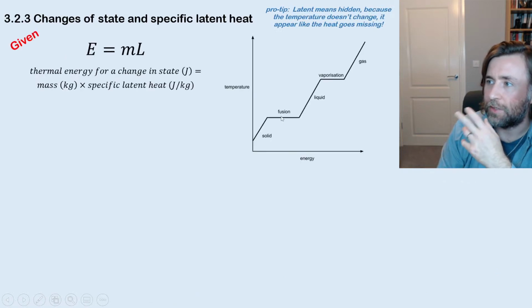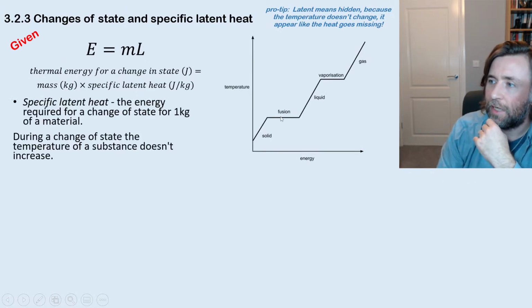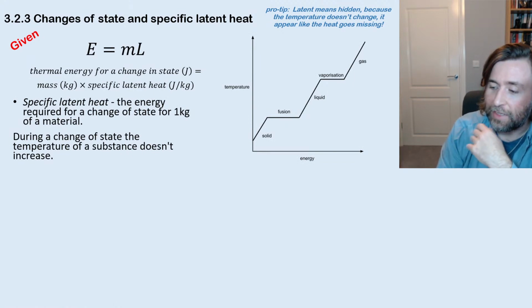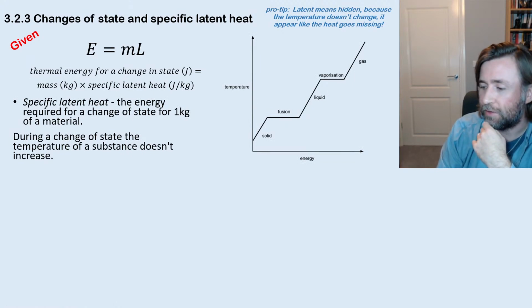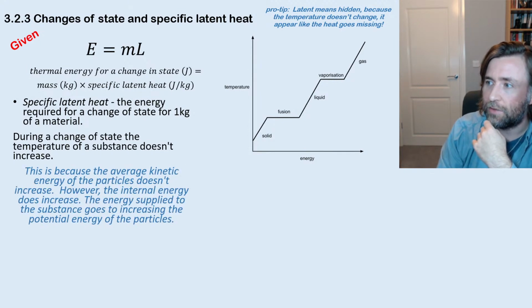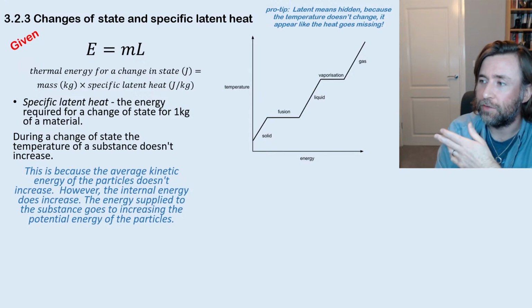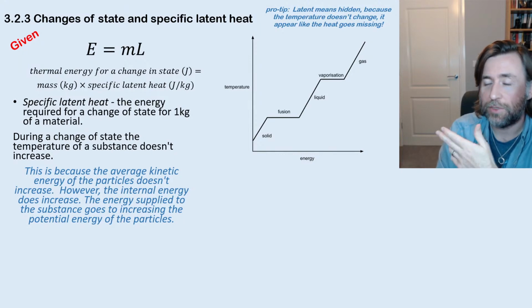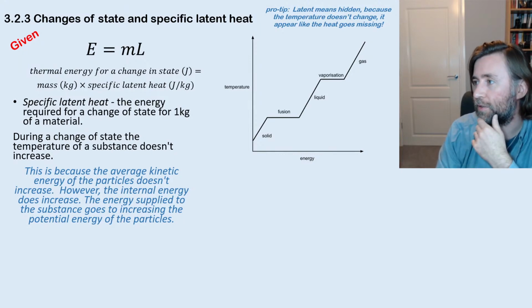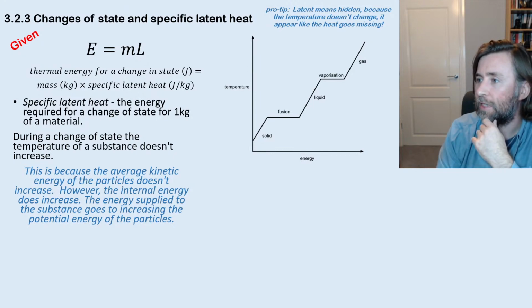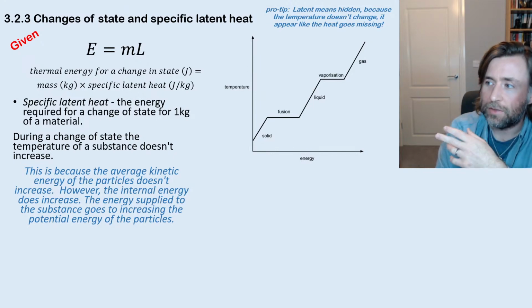The next example is actually about specific latent heat, and a bit more about that change of state. Specific latent heat is the energy required for a change of state of 1 kilogram of a material. And importantly, during a change of state, the temperature of a substance doesn't increase. And why is that? This is because the average kinetic energy of the particles doesn't increase, and temperature is proportional to average kinetic energy of the particles. However, the internal energy does increase.